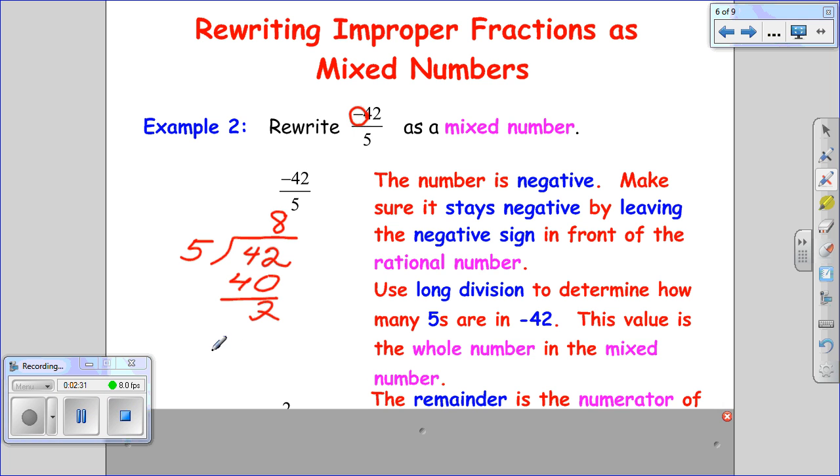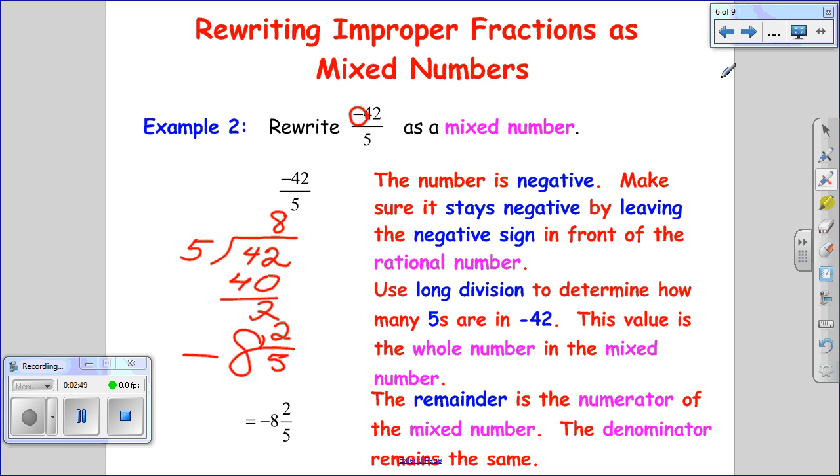Now our overall fraction we said was negative, so we need to keep the negative. And 40 pieces gave us 8 wholes, so we're going to put that in front. And we had 2 pieces left over, so 2/5. And we keep the denominator exactly the same.